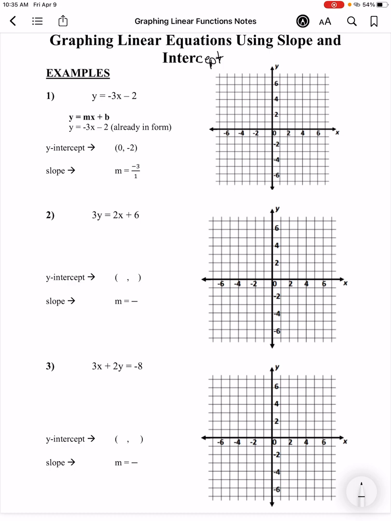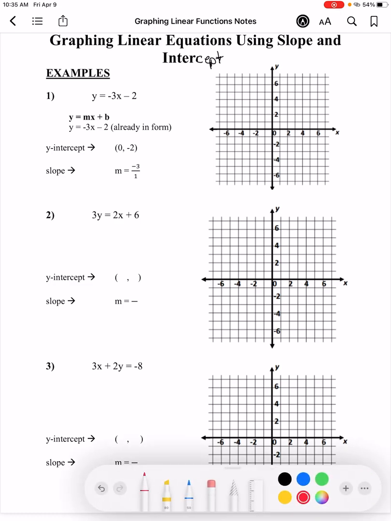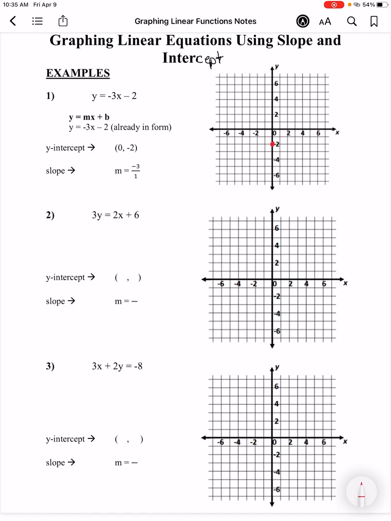But as a reminder, looking at this first example, it's already in the form we need it in. We need it in y equals mx plus b. It's already there. M is -3. B is -2. So our y-intercept is (0, -2). So I'm going to put a point at (0, -2). And then my slope is -3 over 1, which means I'm going to go down 3 and over 1. Down 3 and over 1.